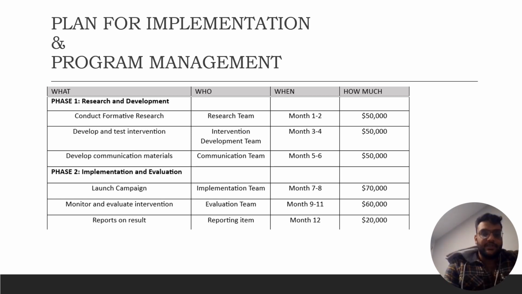Now, according to this amount we have, conduct formative research, develop and test intervention, develop communication materials, will all cost 50,000 each in phase one. In phase two, the campaign has a maximum amount of the money, which is $70,000. The monitoring evaluation would be $60,000, and finally, the reports of the results would be $20,000. If we total this, the total would be $300,000 right there. And it's very important. The last section, the report on results, is very important, as we have to see if this campaign was a successful campaign or not, because we have to implement in the rest of the provinces as well.